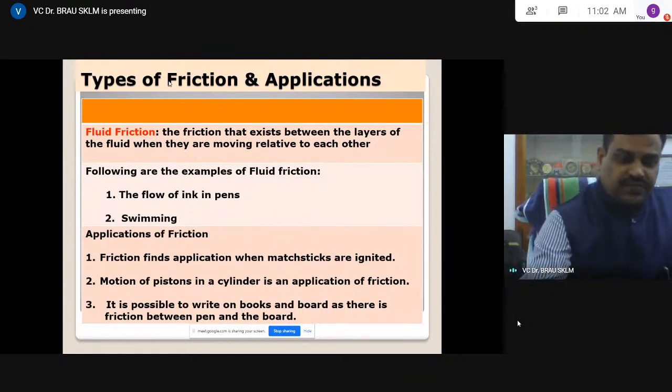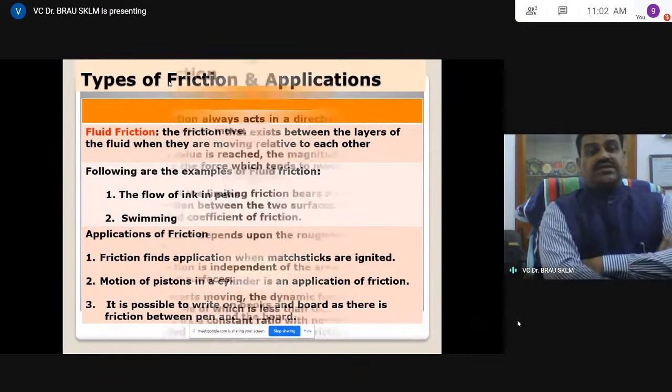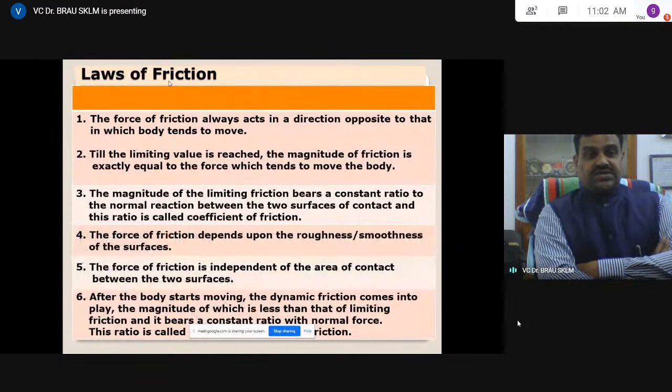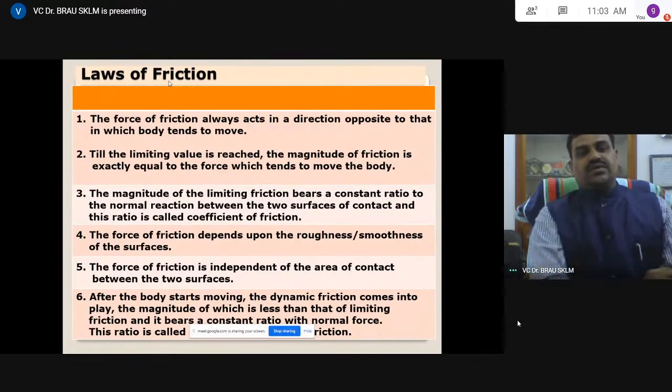Now with this, let us start with the laws of friction. There are basically 6 laws which we are using. The force of friction always acts in a direction opposite to that in which the body tends to move. That is the first, which is already defined. That is the basic principle. Another important point is, till the limiting value is reached, the magnitude of friction is exactly equal to the force which tends to move the body.